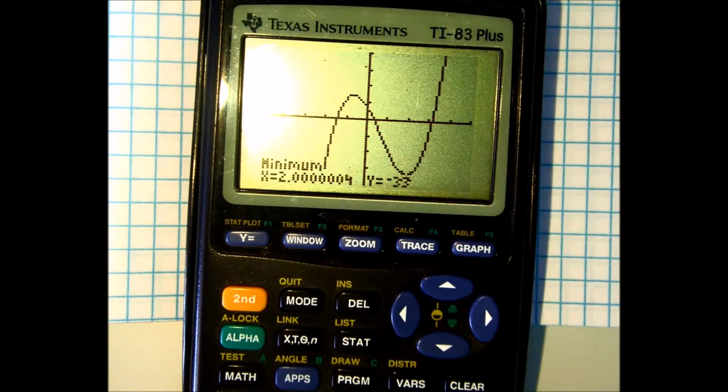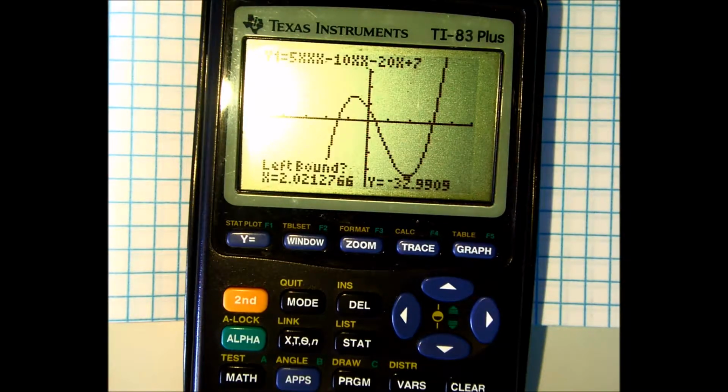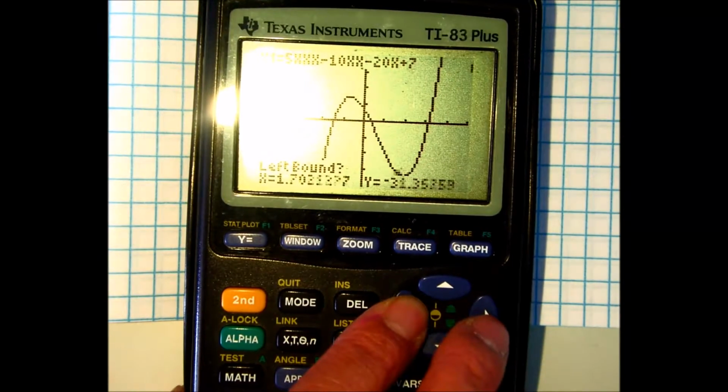Let's go ahead and calculate the maximum. Class, what should I press? Second trace. Now what? 4. Class, is my cursor on the left side of our maximum? No. So this is where you're just going to move it.